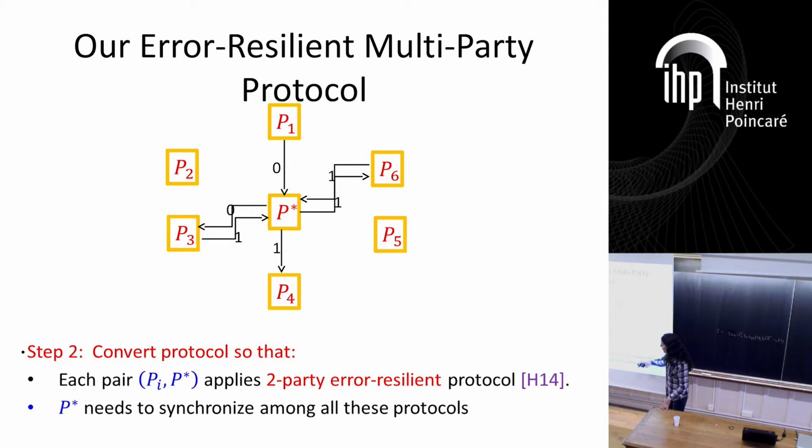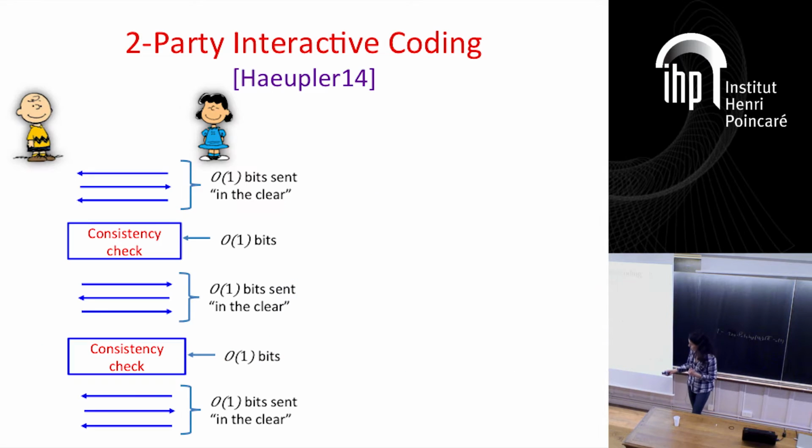Okay. And now the second thing we use Hoppler to do a two-party interactive protocol. So how does Hoppler work? We need to recall how Hoppler works to do this. I didn't say much about it, but it's very similar to the construction with Zvika.